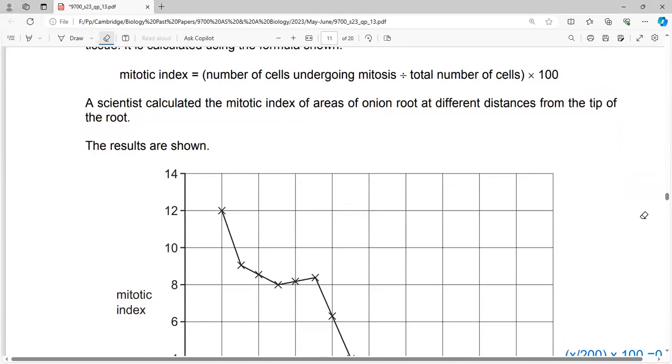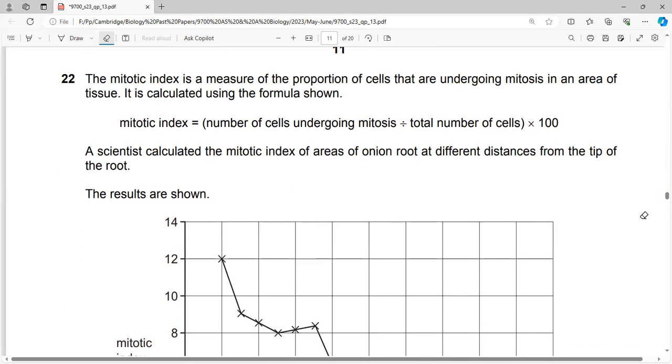We're going to proceed to the next question here. Question number 22: the mitotic index is a measure of the proportion of cells that are undergoing mitosis in an area of a tissue. It is calculated by using the formula that's shown there. The mitotic index is equal to the number of cells undergoing mitosis divided by the total number of cells, multiplied by 100. That's the given formula.